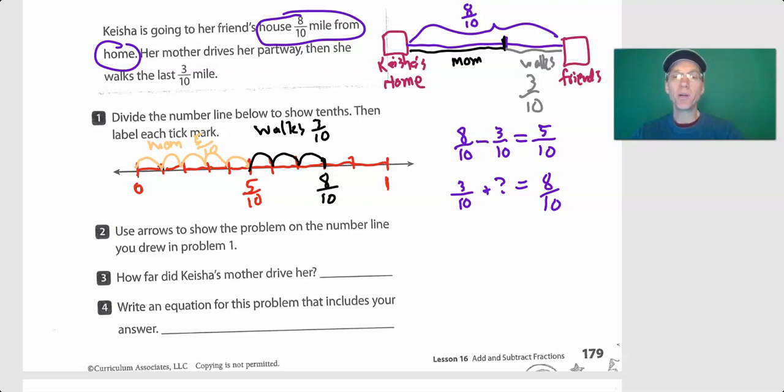Use arrows to show the problem on the number line you drew in problem 1. Okay, so you could just put some arrows on here showing you went backwards. How far did Keisha's mother drive her? 5/10. Write an equation for this problem that includes your answer.